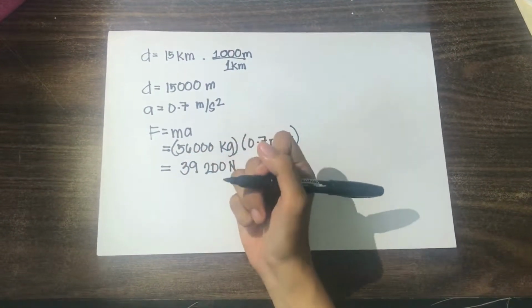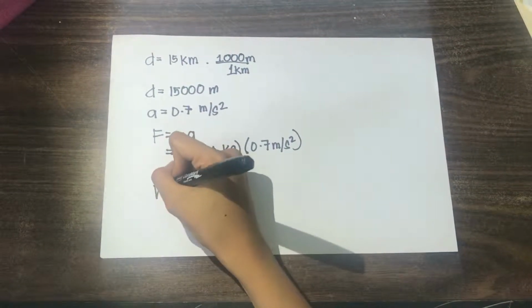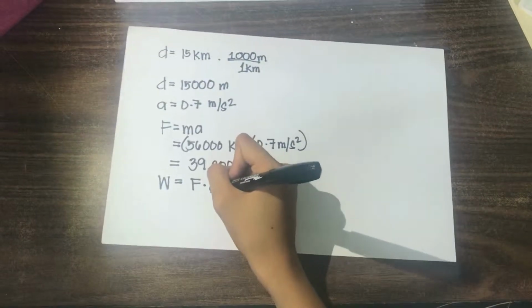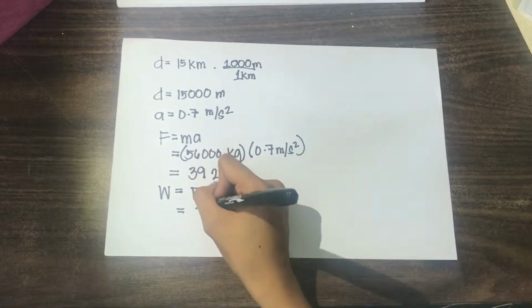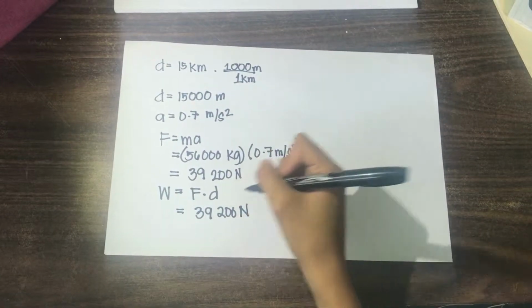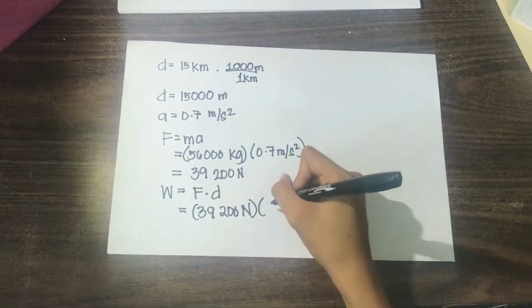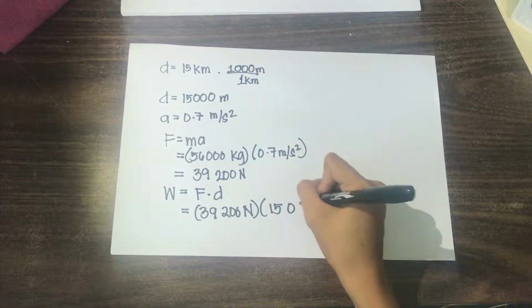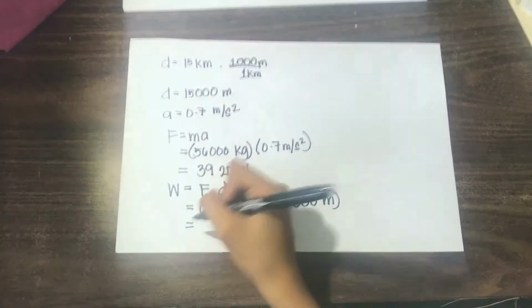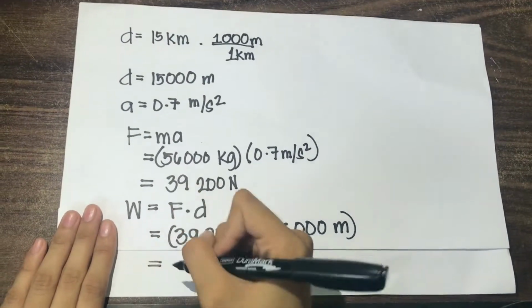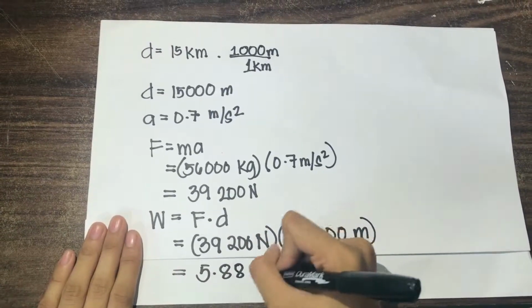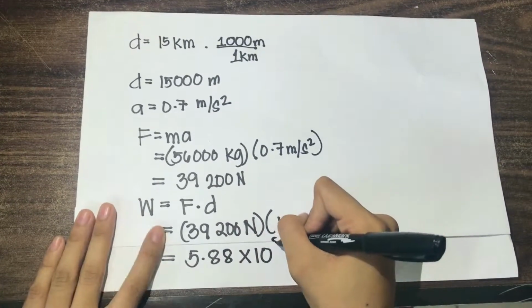We will obtain work using this formula. Work is equal to force times distance. 39,200 newtons times 15,000 meters. Work is equal to 5.88 times 10 raised to the power of 8 joules.